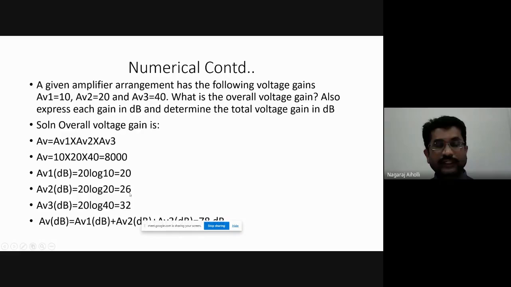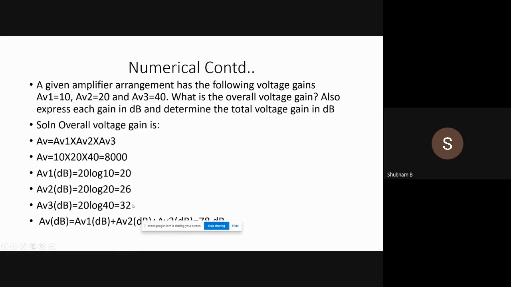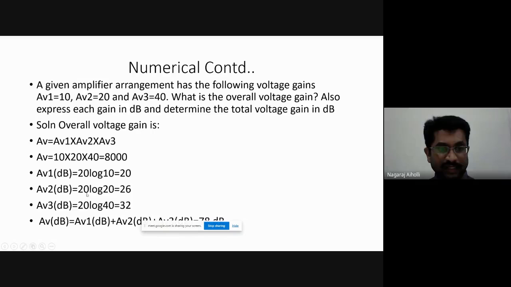20 plus 26 is 46. 46 plus 32 is 78. 78 decibels. Already these values are in decibels, so we just add these decibel values to get the total voltage gain in decibels. It is 20 plus 26 plus 32, that is 78 dB. That is, the total voltage gain will be equal to 78 dB. Okay, so this is the numerical on the cascaded stages.